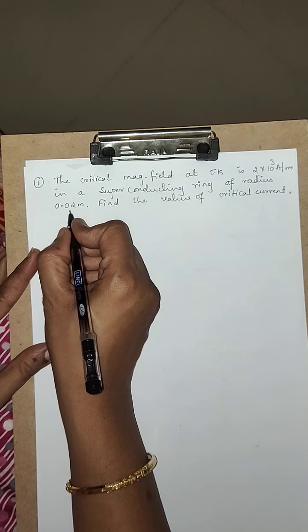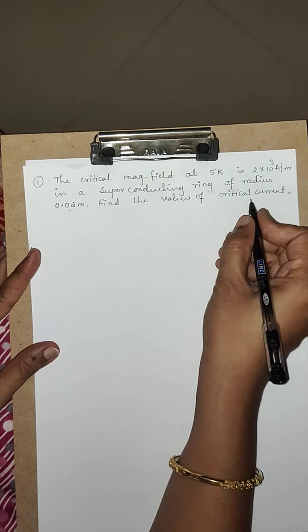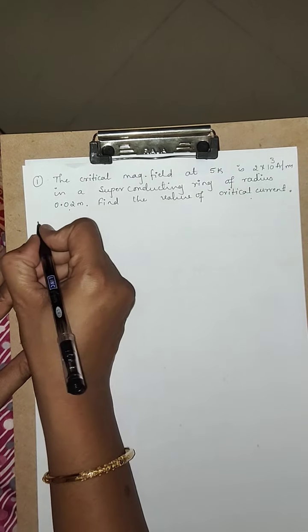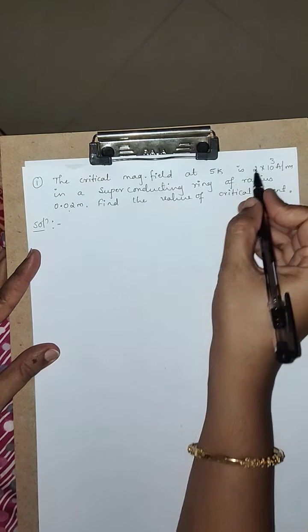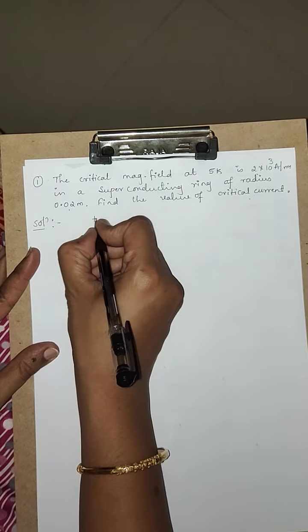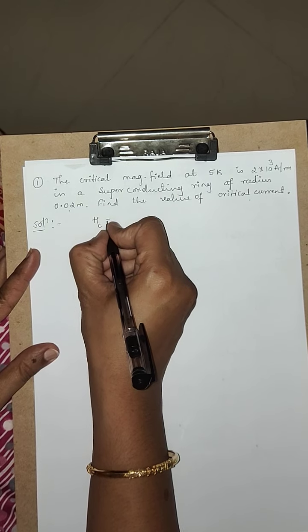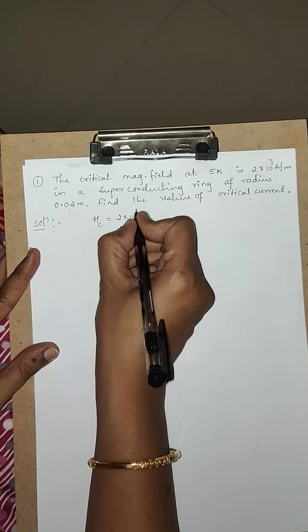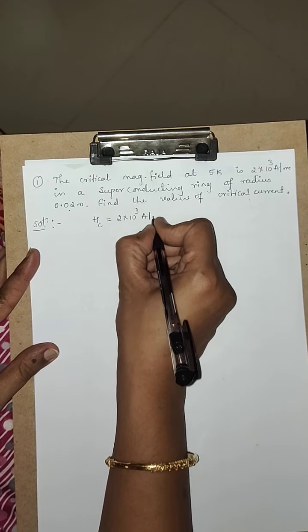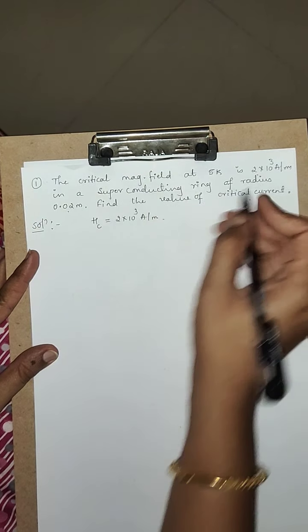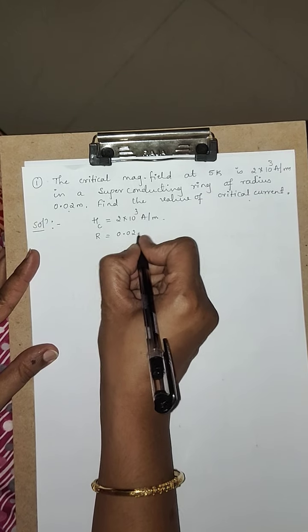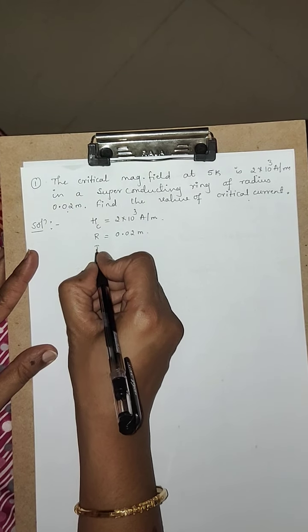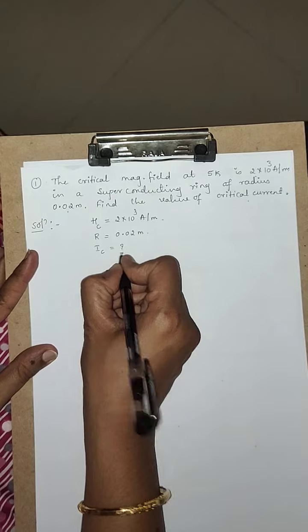we are given with the radius. We need to find out the critical current. So let's look into the solution of this problem. Write down the given things first. The magnetic field HC is given to us. It is nothing but 2 into 10 raised to 3 ampere per meter. The radius of the ring is given, R is 0.02 meter. We need to find out the critical current, question mark.